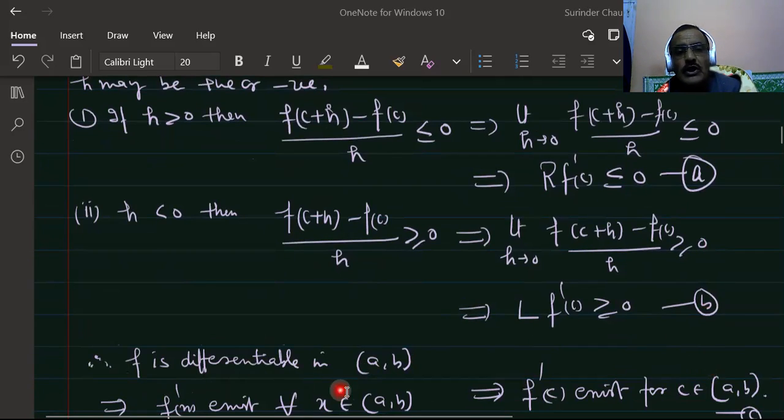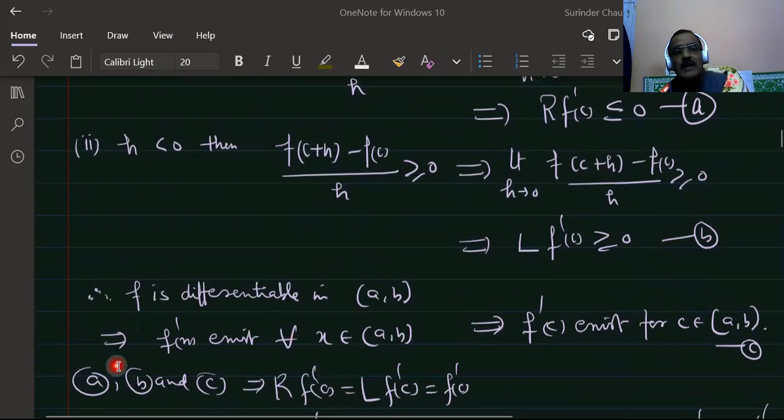Therefore, f is differentiable in (a, b). We are given that f is differentiable in the open interval (a, b). This implies f' exists for all points of the open interval (a, b), so f'(c) exists for c belonging to (a, b). When will this derivative at c exist? It will exist only if the left hand derivative at c is equal to the right hand derivative, and both are equal to the derivative of the function at c.